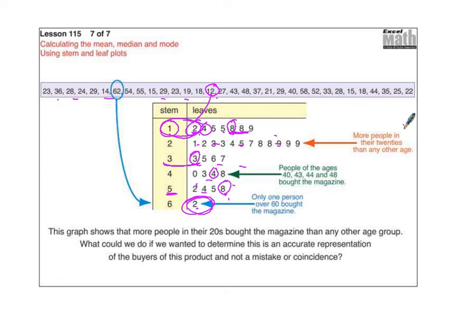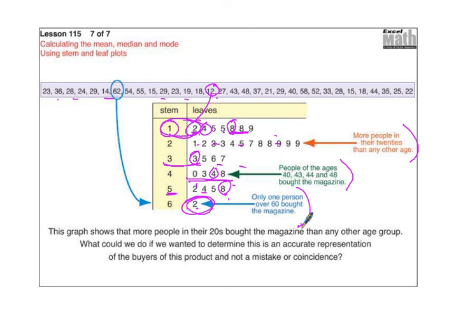Okay, and it tells you right here, more people in their 20s than any other age bought this magazine. People of the ages 40, 43, 44, and 48 bought the magazine. That's what those numbers mean. And only one person over 60 bought the magazine. This graph shows that more people in their 20s bought the magazine than any other age group. What could we do if we wanted to determine this is an accurate representation of the buyers of this product and not a mistake or a coincidence?